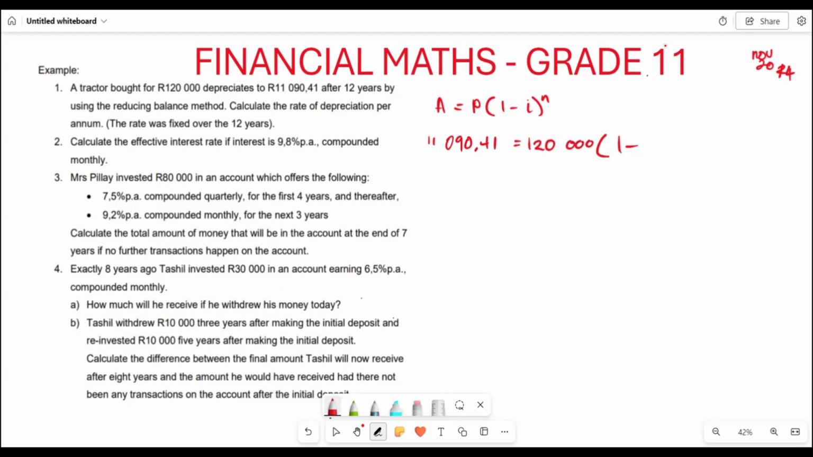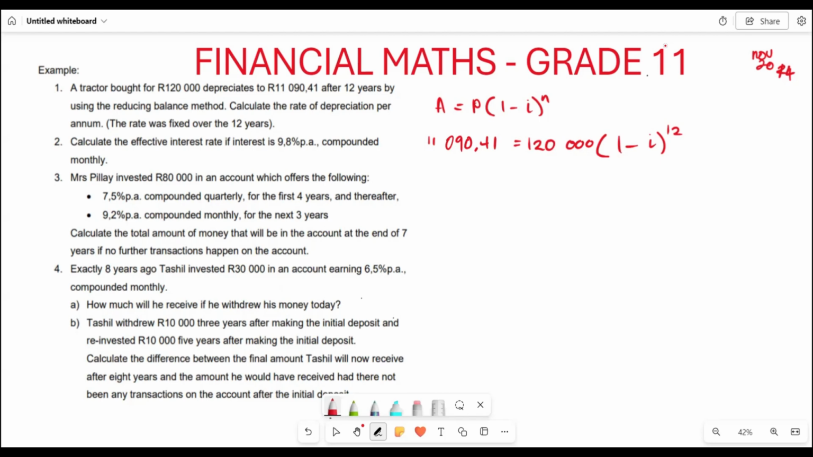Now, what is going to be the interest? We are not sure of the interest because we are not given it, but we know that n is going to be 12. If you look at the compounding period, remember, depreciation usually occurs yearly, so that's why it's the same as just 12, right? So we are going to start here.